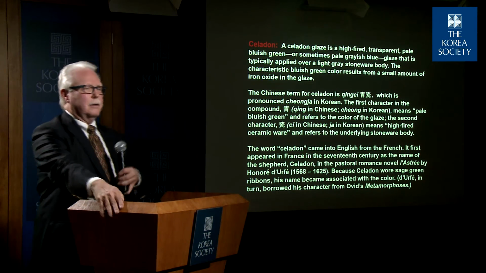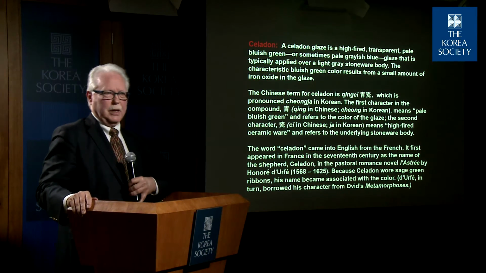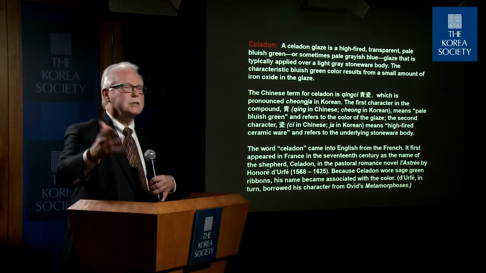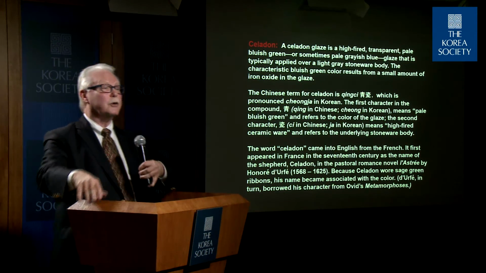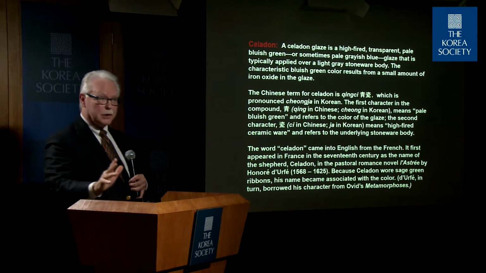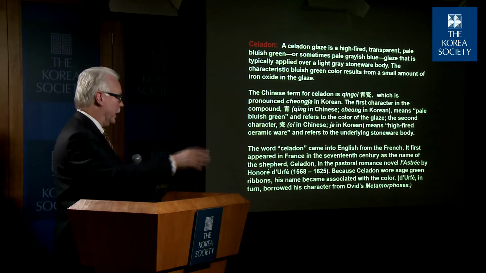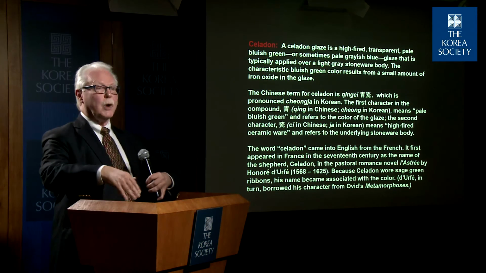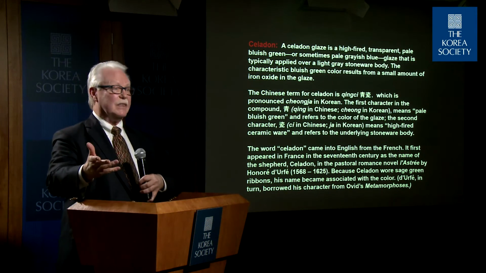Now, for those of you who are old enough, like me, you might remember Coke bottle green. That's exactly the same thing. It has a little bit more iron oxide in it, and with the right firing conditions, it will turn the pale green. Same thing happens with celadon. That is to say, the right firing conditions, the right temperature, but also the right conditions in the kiln.